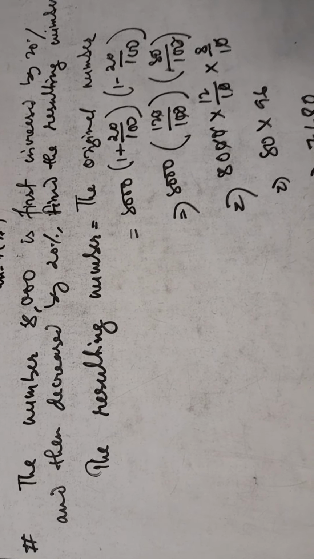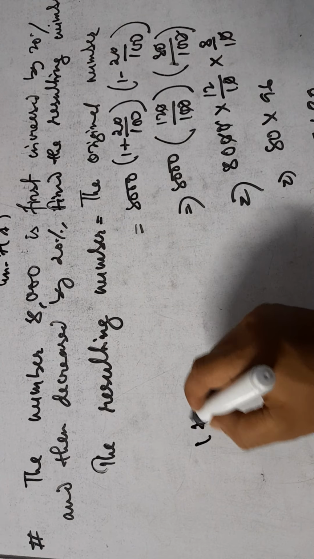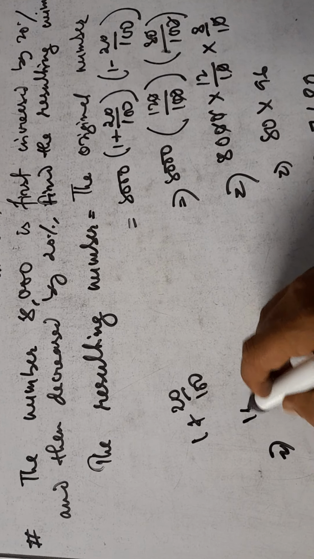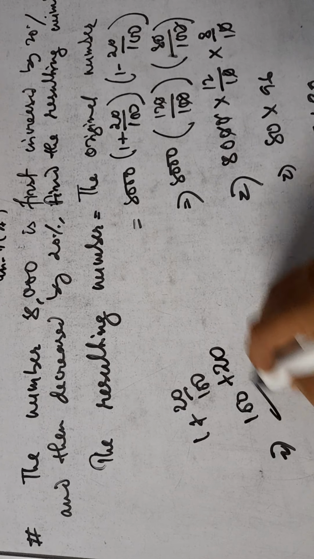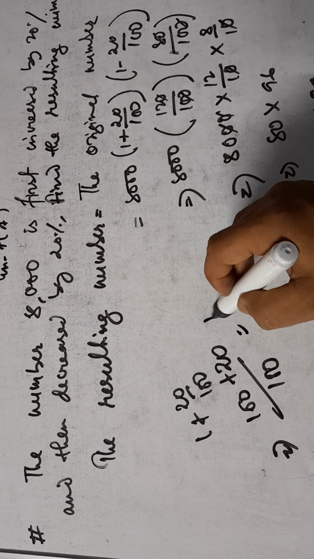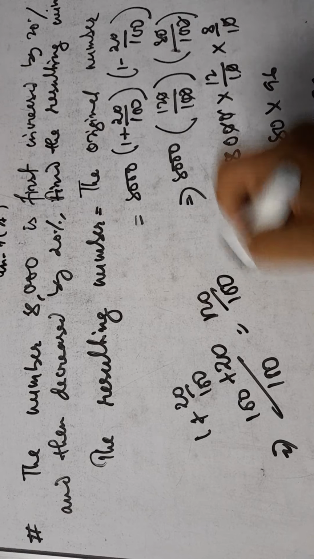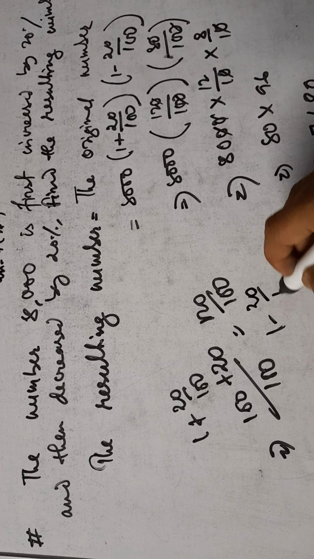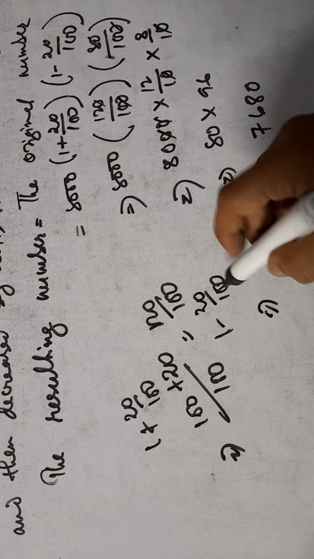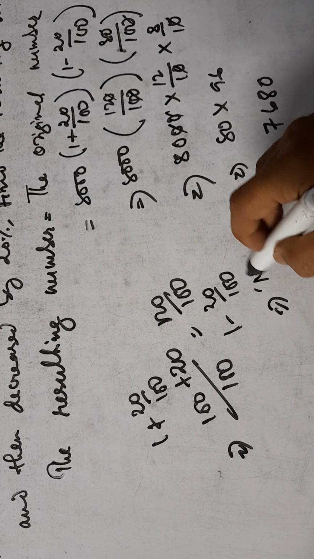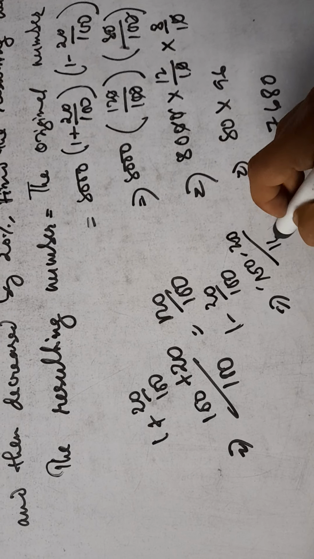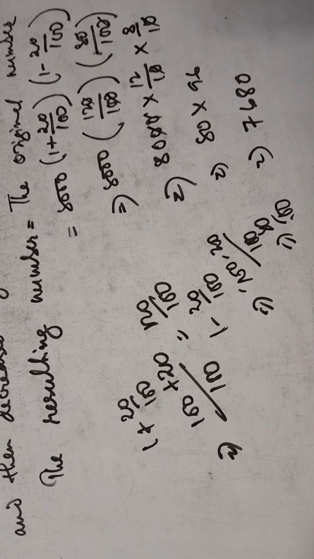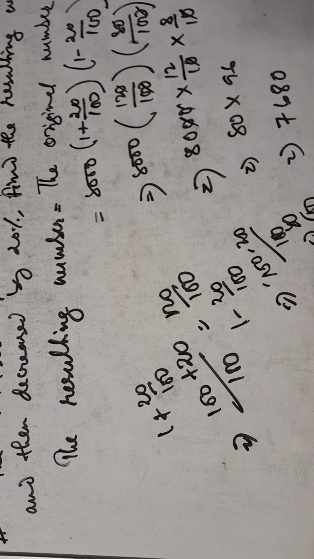How it came, I'll give you a small solution description for this. If you have a problem with how it came, you can ask questions. Okay, so this is how it came. Similarly you can do 1 minus 20 by 100. So we can write it as 100 minus 20 by 100, so here will come 80 by 100. Okay, this is how you will do it.